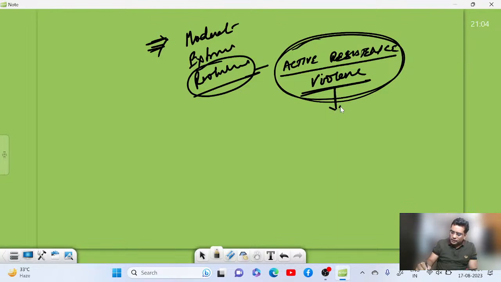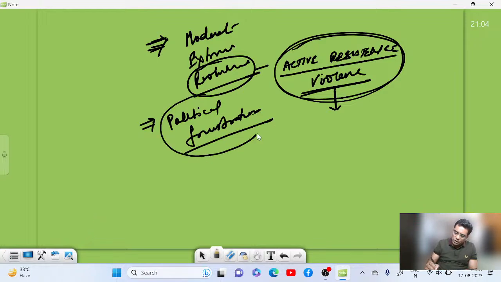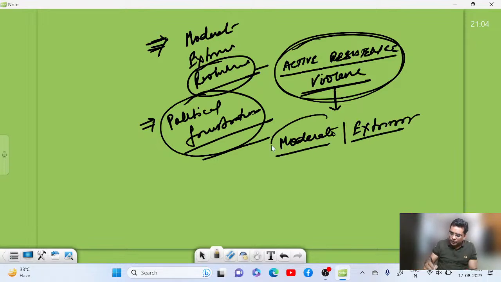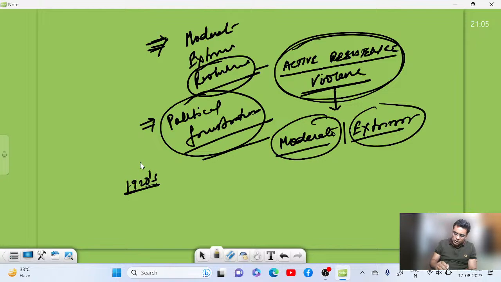So the revolutionary movement had started in the atmosphere of political frustration. When moderate or extremist politics failed to fulfill the aspiration of the people, then the revolutionary movement had started. Then during the 1920s, that is after suspension of the non-cooperation movement, the nature of the revolutionary movement was very different.